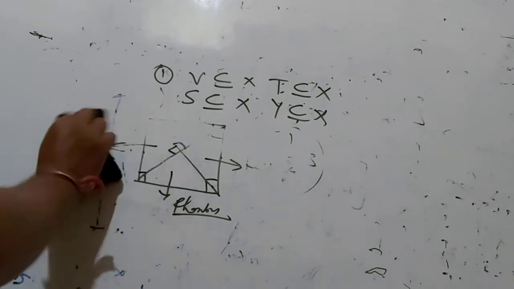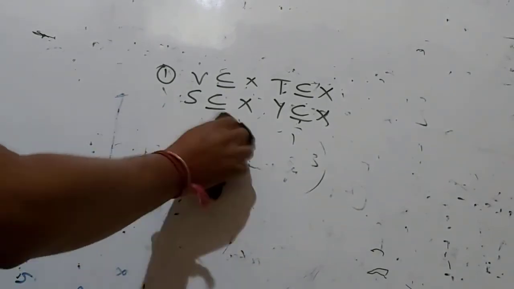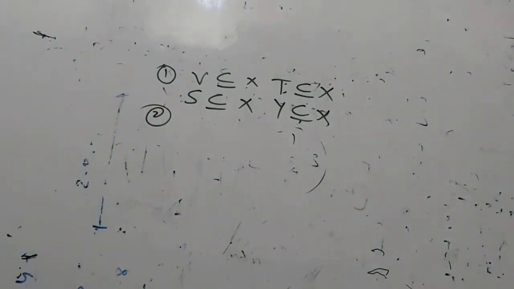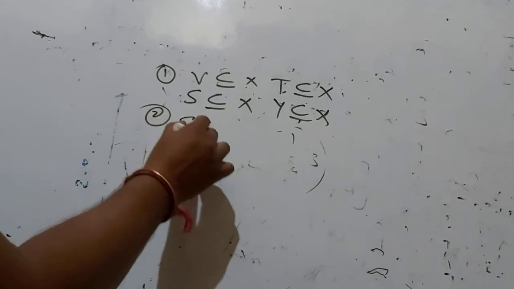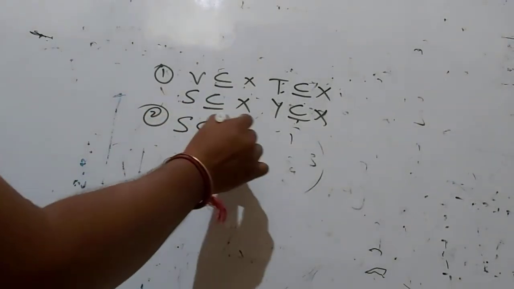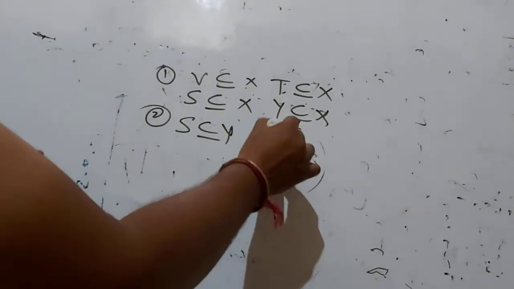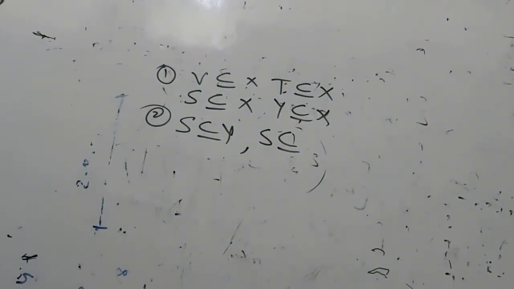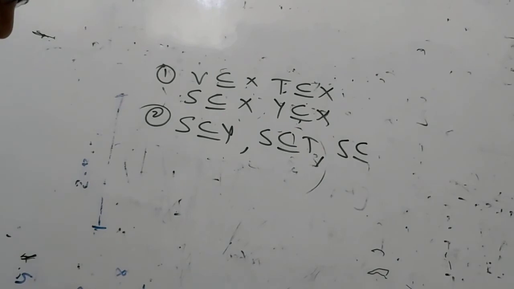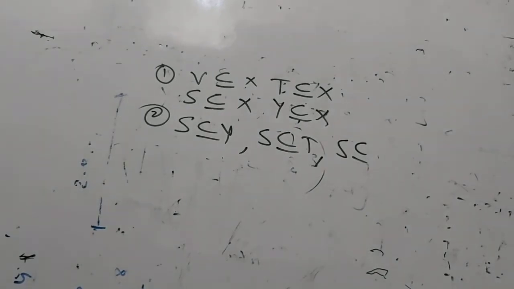How to write this? S denotes the set of squares. So in this way you can write: first of all, about the rhombus, S is a subset of rhombus. Where is the rhombus? It is Y. Then S is a subset of parallelogram. Where is the parallelogram in this? T. And S is a subset of rectangle. Which set represents rectangles? That is V.